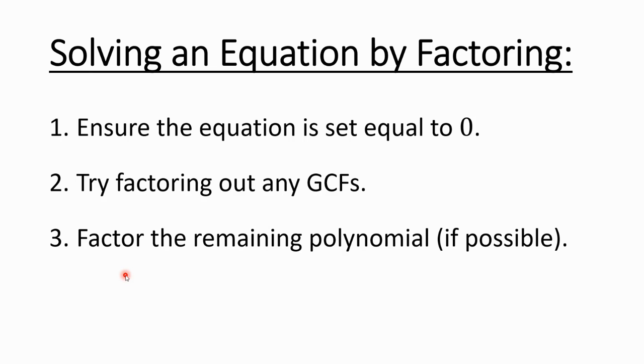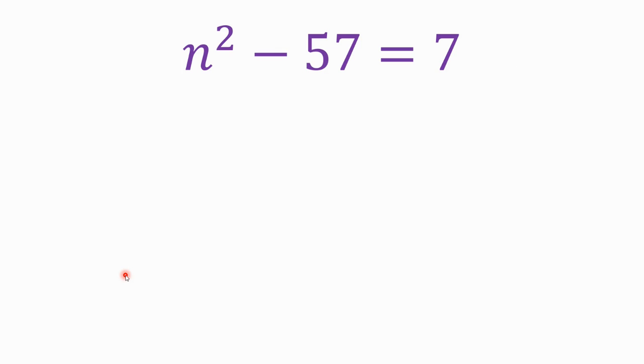Okay, let's look at another purple example. So I have n squared minus 64 equals 7. Okay, step 1, ensure that it is set equal to 0. This one is not set equal to 0, it's equal to 7. So I'm going to subtract 7 from both sides first.